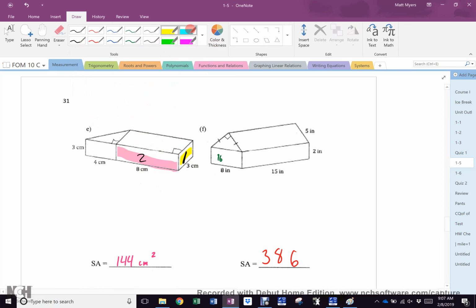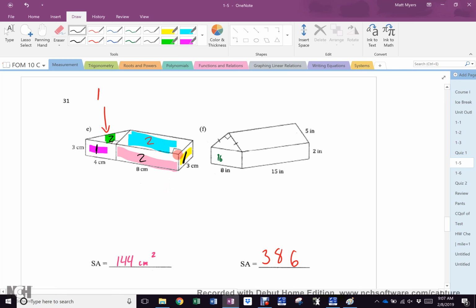How many of these blue sides are there? 2. Right? Now, how many purple are there? 1. How many of this one on the back down here are there? 1. And how many of these green triangles are there? 2. So all I do is find everything I can see and multiply it by what I need.